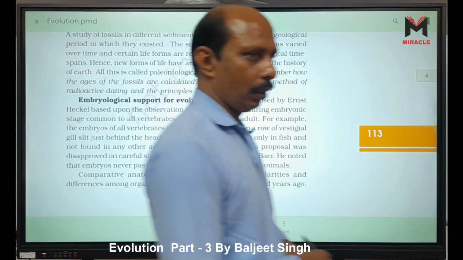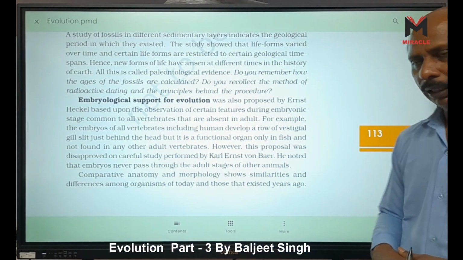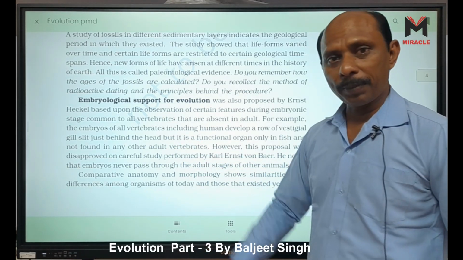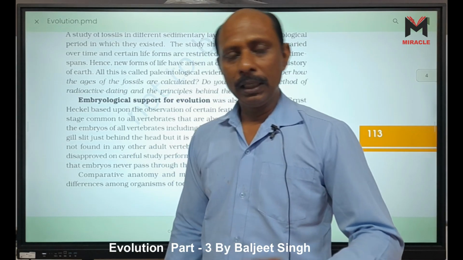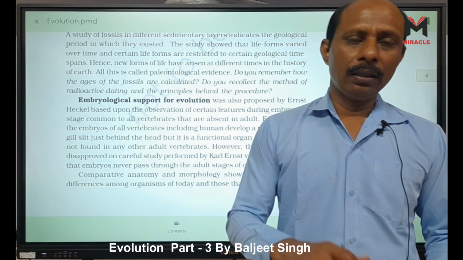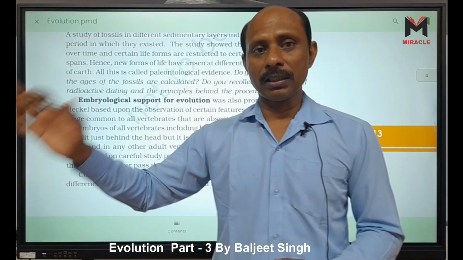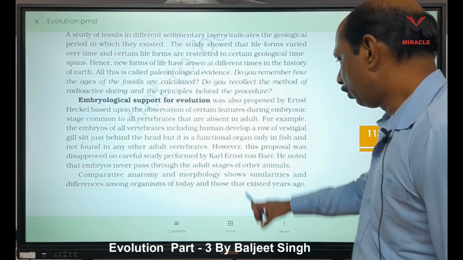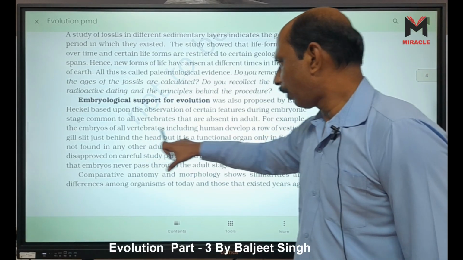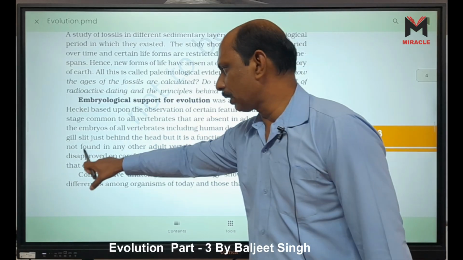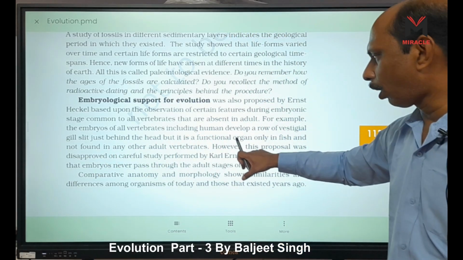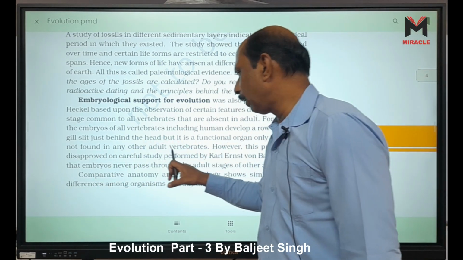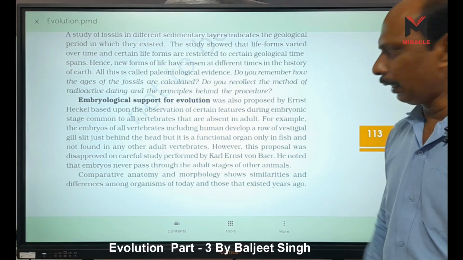The post-anal tail is also a basic character, right? Basic characters they found first. Von Baer said no, they are present in the embryonic stage. That means the embryonic stage shows the ancestors' adult stage, because ancestors such as reptiles have tails. You understand? All vertebrates, including human, develop a row of vestigial gill slits just behind the head, but it is a functional organ only in fishes and not found in any other adult vertebrates. He gives this example, right?